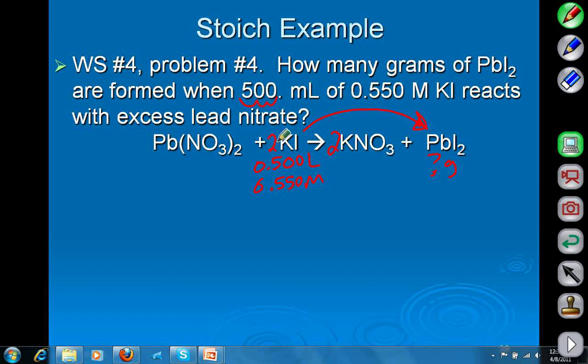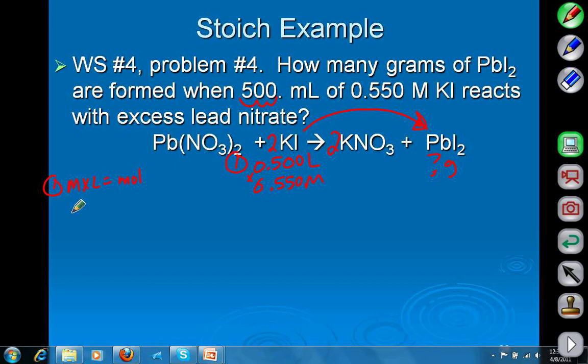Here we go, 2 NO3s. 1 KI, 2 Ks, put a 2 there, 2 I's, yay, we're balanced. So the first step is we're going to multiply those two together to get ourselves moles.